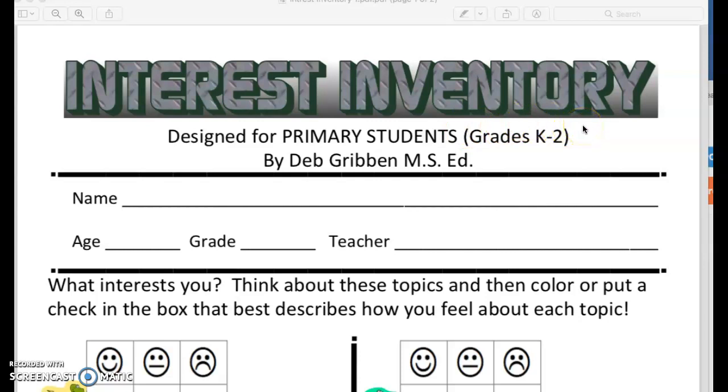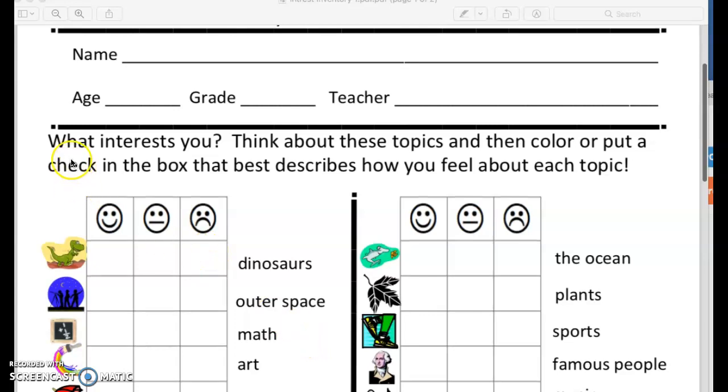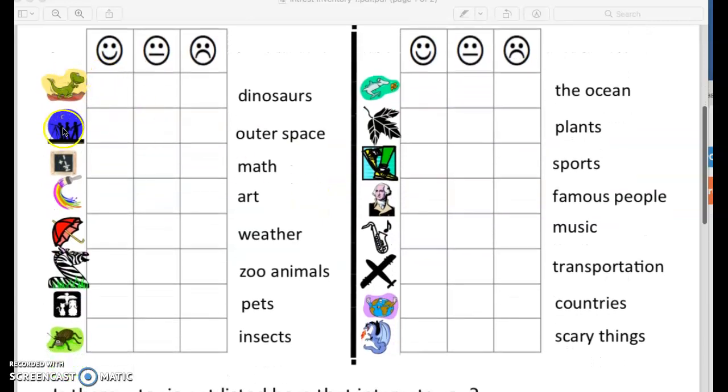All that means is what I like. What do you like? So you start off by putting your name on here and how old you are, your grade, first grade, and your teacher. Then the directions say, what interests you? Think about these topics and then color or put a check in the box that best describes how you feel about each topic.